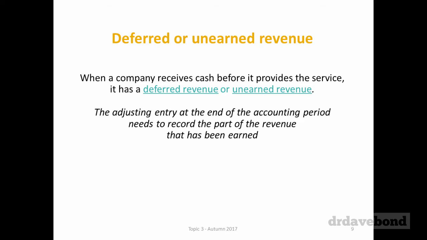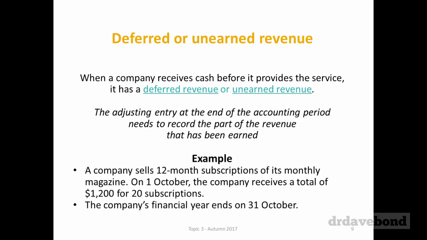But it's not only those sort of things. So for an example, a company sells a 12-month subscription of its monthly magazine. On the 1st of October, the company receives a total of $1,200 for 20 subscriptions. The company's financial year ends on the 31st of October. Now, I don't know how many people have monthly magazine subscriptions anymore. I mean, it's not a common thing. But we do see these sort of things pretty regularly.